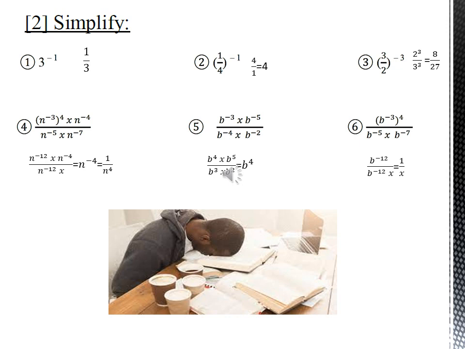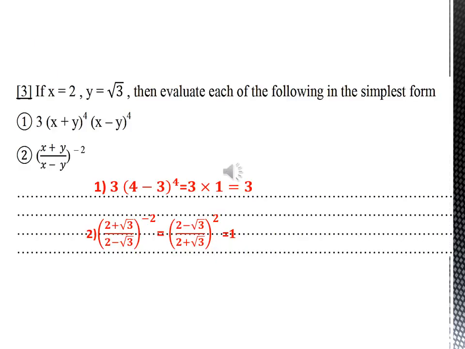Same as number 5 and 6, the result will become p to the power 4 and 1 over x. Now let's start. In this question we must read slowly and understand what it wants from us.